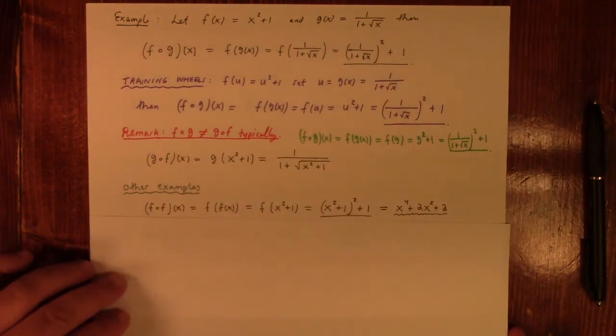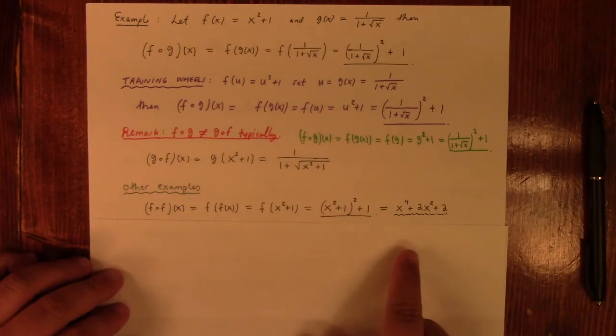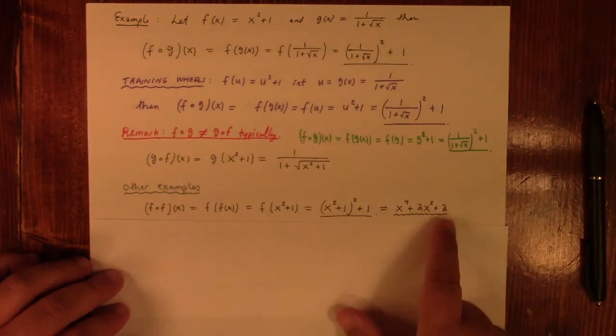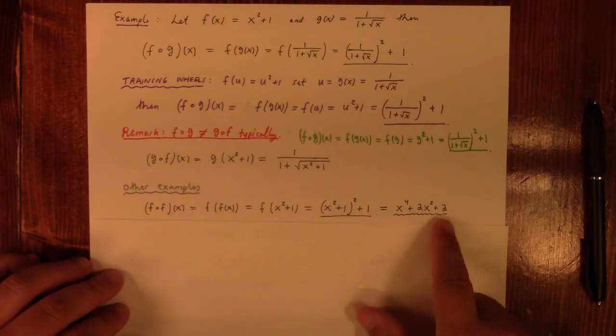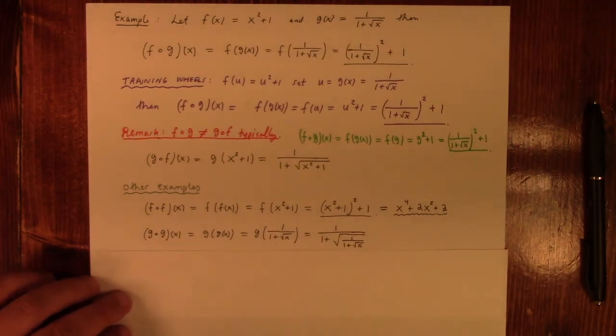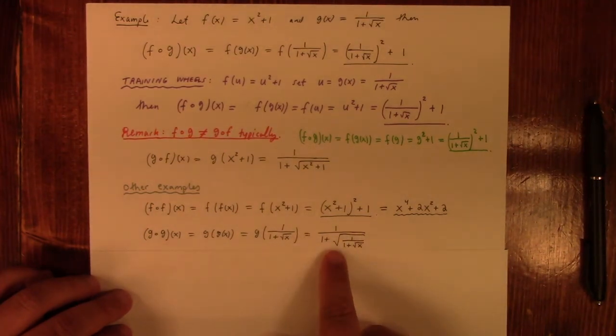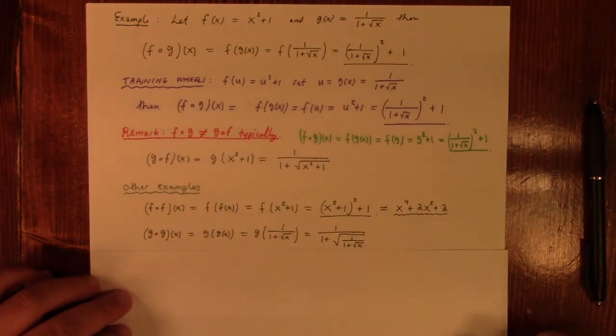Here's a few other examples. We can compose the function with itself, like f composed with f. It would be x squared plus 1, parentheses, squared plus 1. And why not, I'll simplify it. That's x to the 4th plus 2x squared plus 2. But again, unless I say simplify, you're not obligated to. g composed with g is going to give me g of 1 over 1 plus the square root of x, which is 1 over 1 plus the square root of 1 plus 1 over the square root of x. So that one's kind of fun.